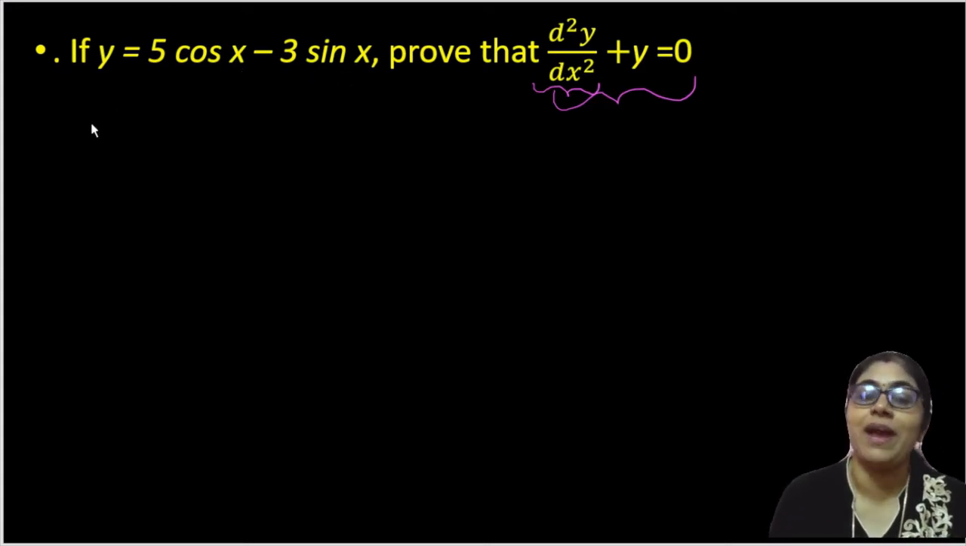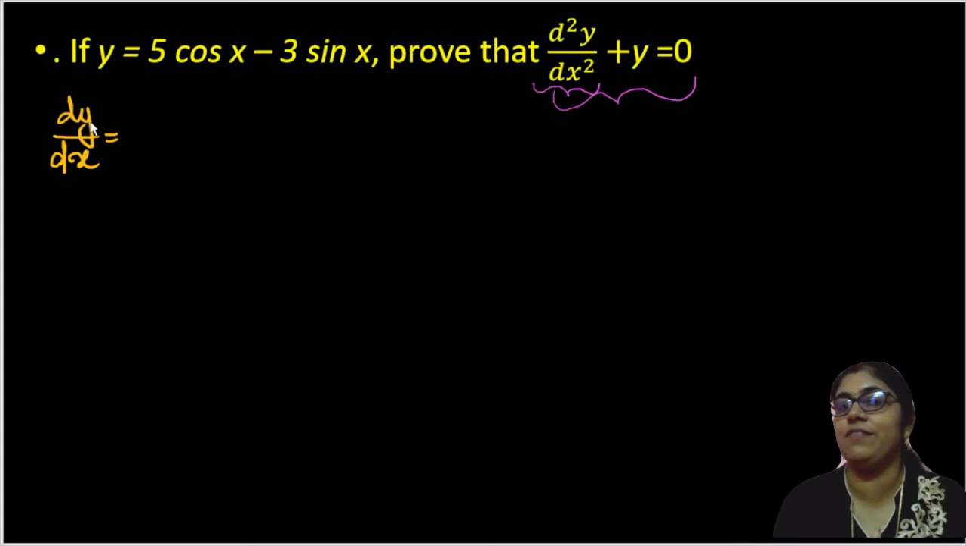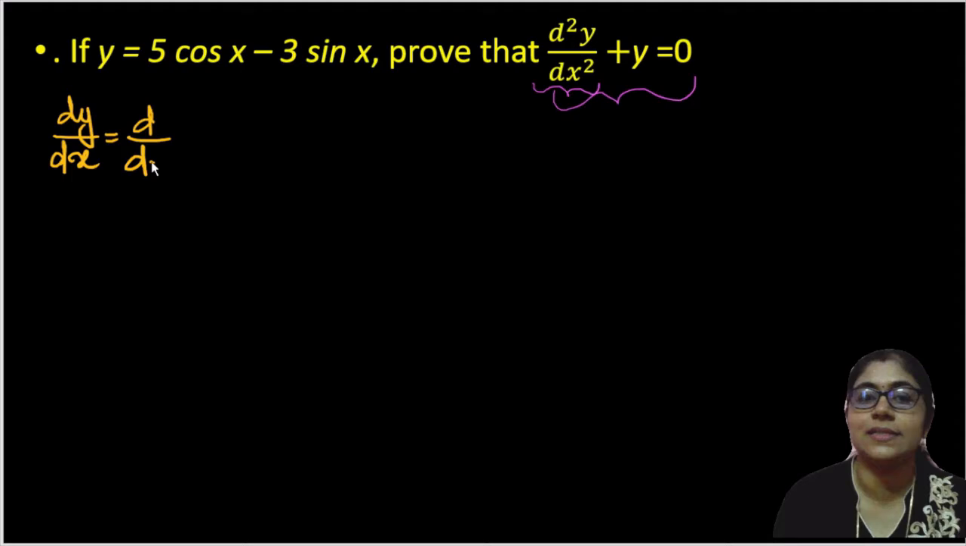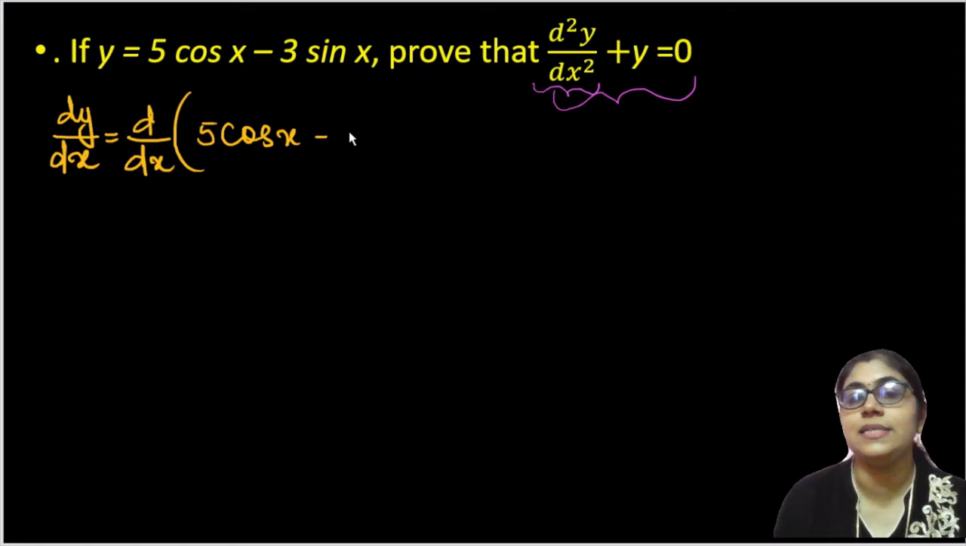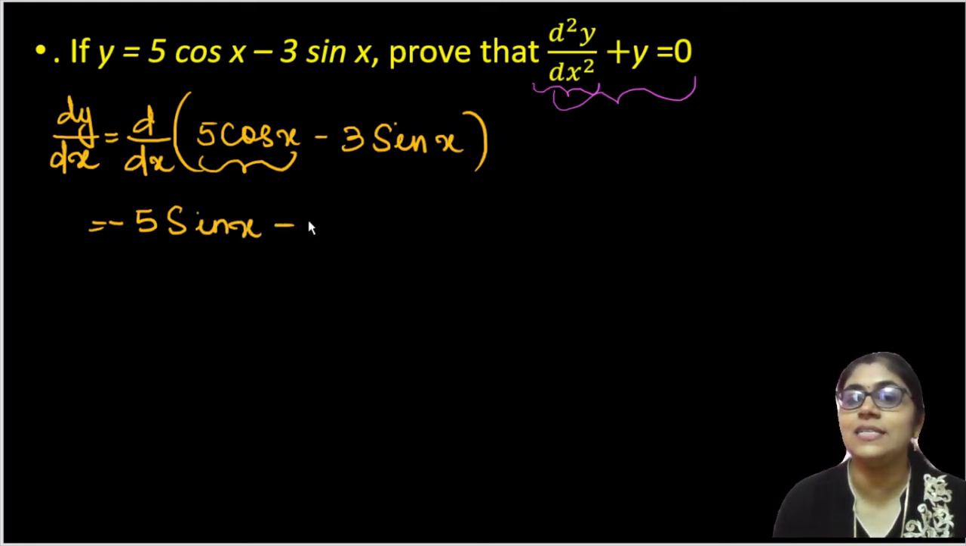So first let's find y dash or dy by dx. For finding the second order derivative, first you have to find the first order derivative. There is no shortcut. So d by dx of 5 cos x minus 3 sin x. The derivative of cos x is minus sin x. So this is minus 5 sin x. And here this is minus 3 cos x.